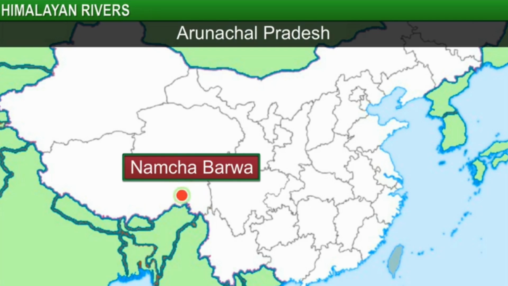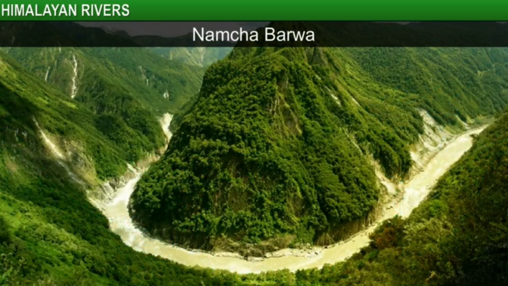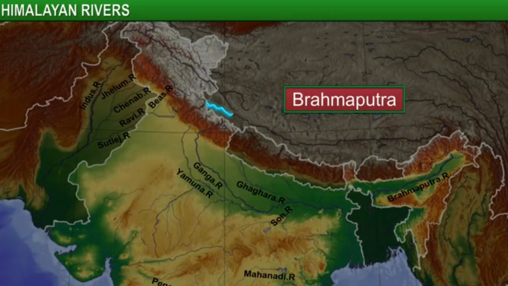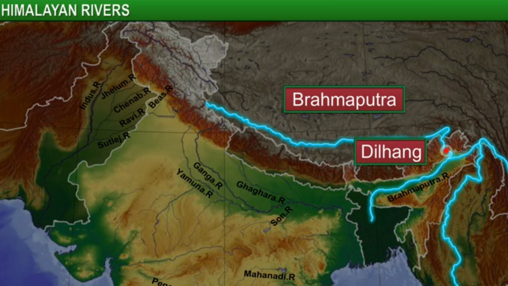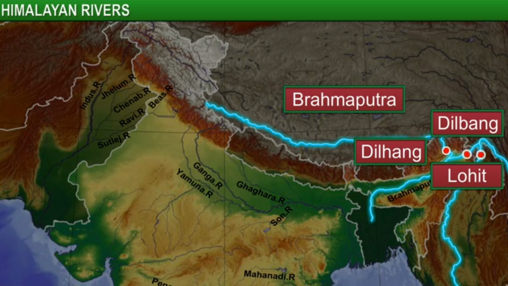In order to come into India, the Brahmaputra makes a U-turn at the Namcha Barwa in Tibet. From here, the Brahmaputra gathers strength through its tributaries. First, the Dihang, which is then joined by the Dibang, and later by the Lohit rivers. These are some of the main tributaries that eventually form the Brahmaputra in Assam.